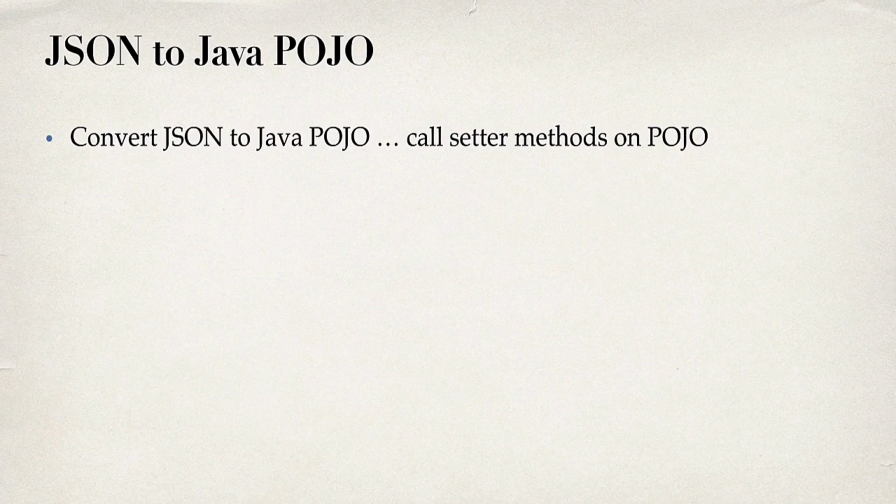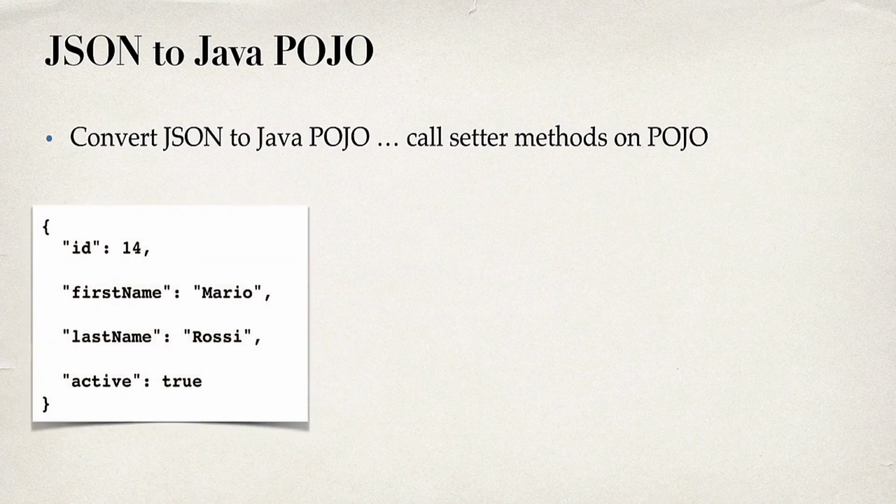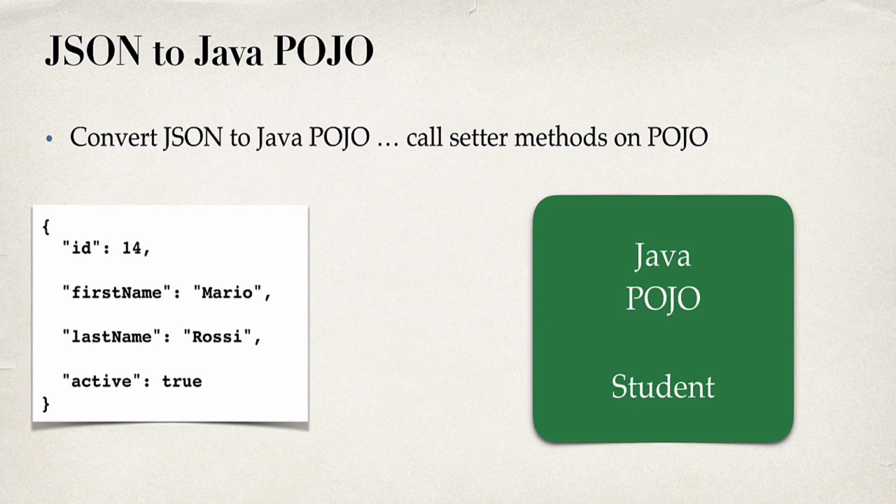So let's look at one scenario. The scenario that we'll look at here is converting JSON to Java POJO. In this scenario, Jackson will call the setter methods on the POJO. All right, let's step through it here. We have this JSON over on the left-hand side for ID, first name, last name, and active.